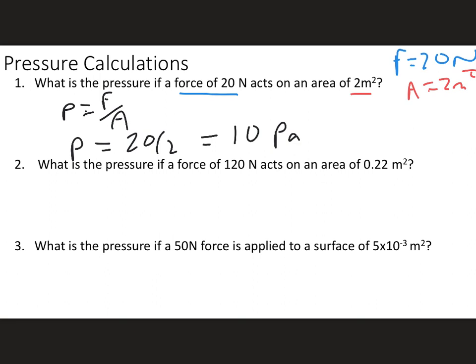Marking points here are 1 mark for substituting the numbers into the equation correctly, 1 mark for the correct answer, and 1 mark for your unit. So can you give yourself a mark out of 3 for that question, please? Okay, moving on to question 2.